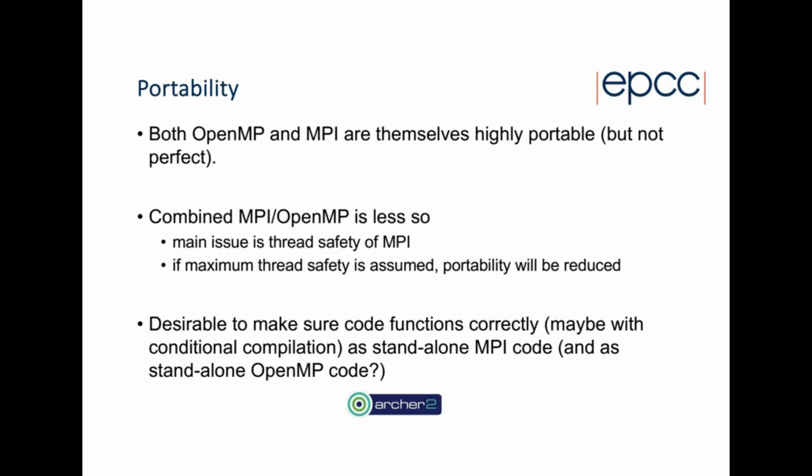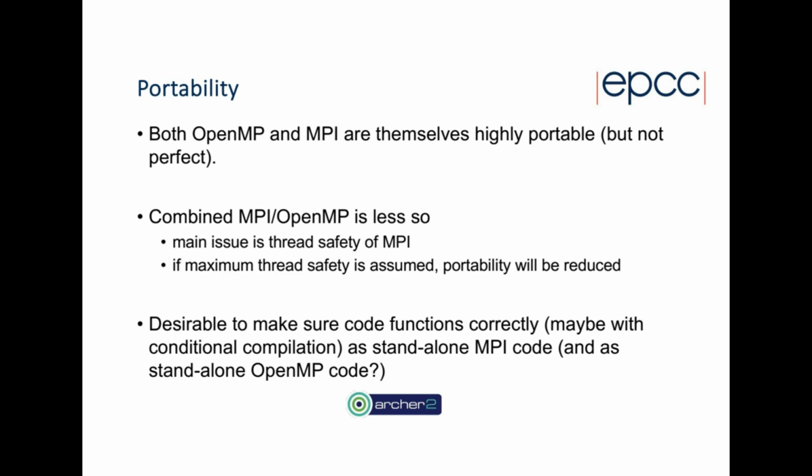Okay. What about portability? Well, it's not too bad, really. So both OpenMP and MPI are themselves highly portable across implementations. Obviously, nothing's ever quite perfect, but you have a very good chance that if you write an MPI plus OpenMP application, then changing the MPI library and changing the OpenMP compiler, there's a good chance that things are still going to work. The combination is slightly less portable. This is not too bad these days.